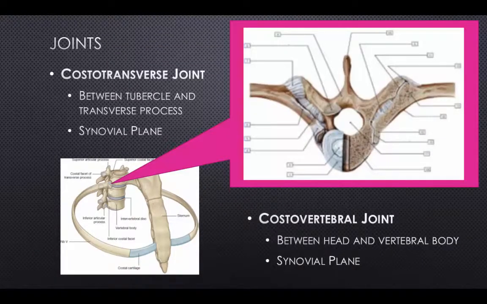The costotransverse joint is the joint formed between the facet of the tubercle of the rib and the adjacent transverse process of the thoracic vertebrae. The costotransverse joint is a plane-type synovial joint which, under physiological conditions, only allows a gliding movement. The costotransverse joint is present in all but the 11th and 12th ribs.